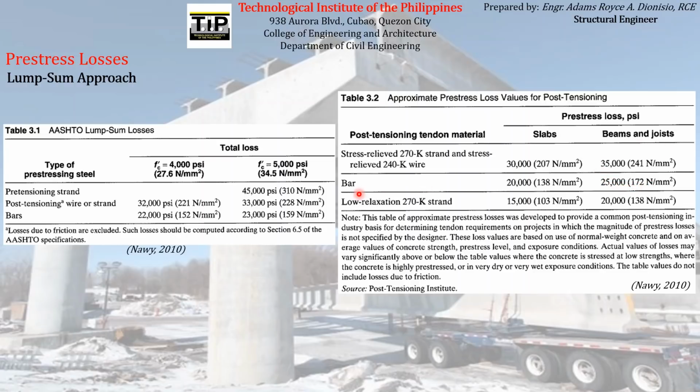And lastly, if you use a pre-stressing reinforcement of low relaxation 270 K strand, it is estimated that the total loss experienced by this reinforcement for slabs is equal to 15,000 psi, and for beams and joists, equal to 20,000 psi. So you can refer to that for estimated total losses for post-tensioning, from the Post-Tensioning Institute.